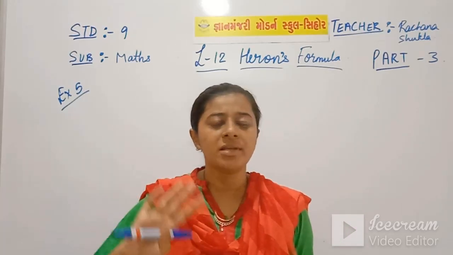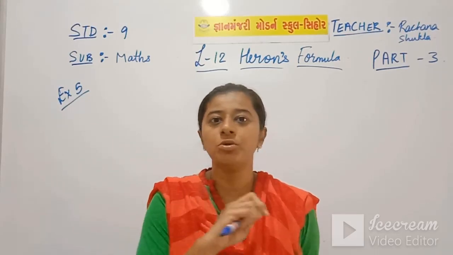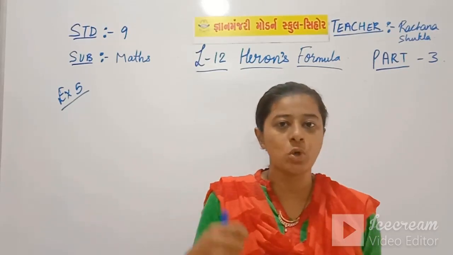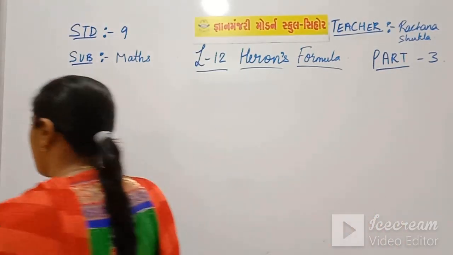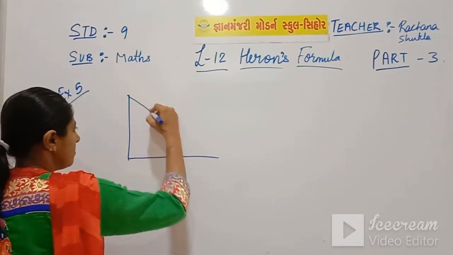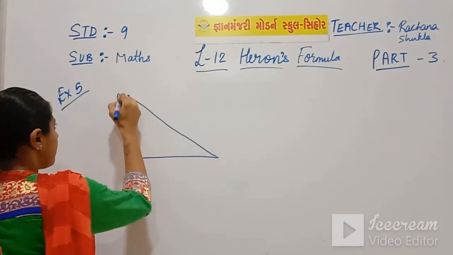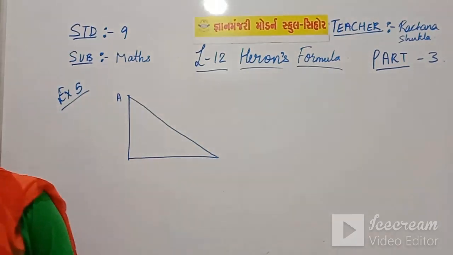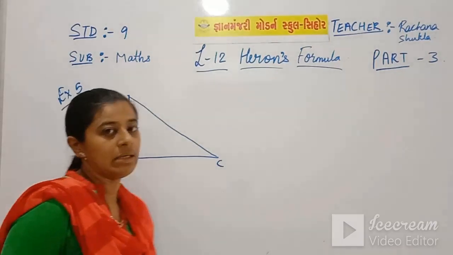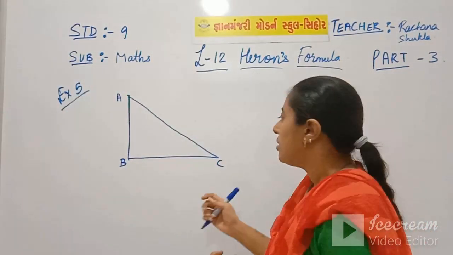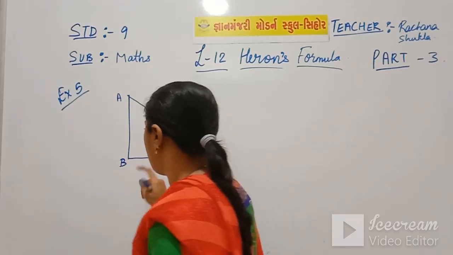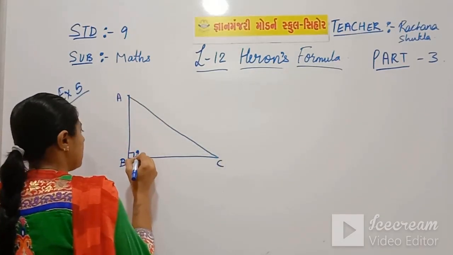First of all, you will think that it's a very lengthy question and you did not understand anything, but let's see on the board how to solve the sum. So first of all, drawing the triangle. Triangle ABC. It is clearly written in your textbook that angle B is 90 degrees. So we took angle B as 90 degrees.